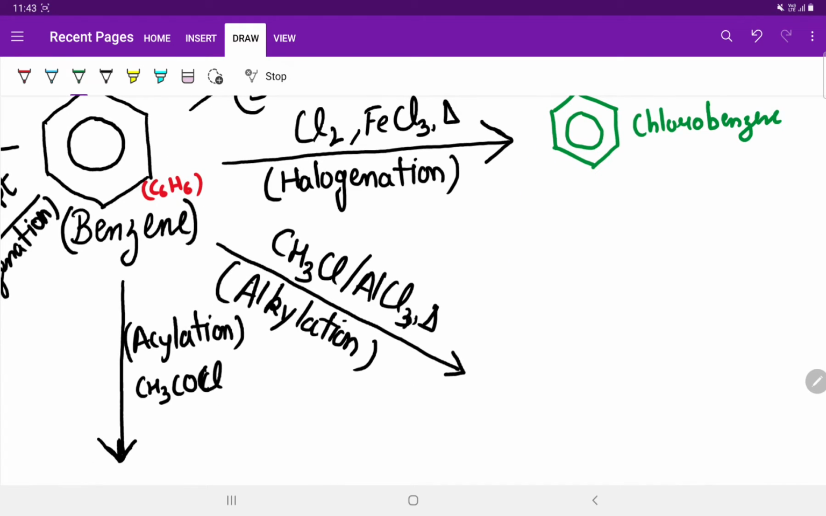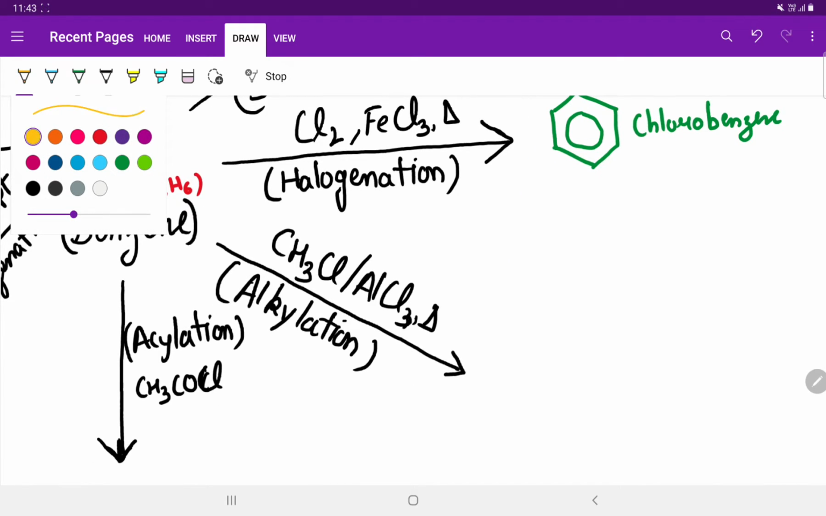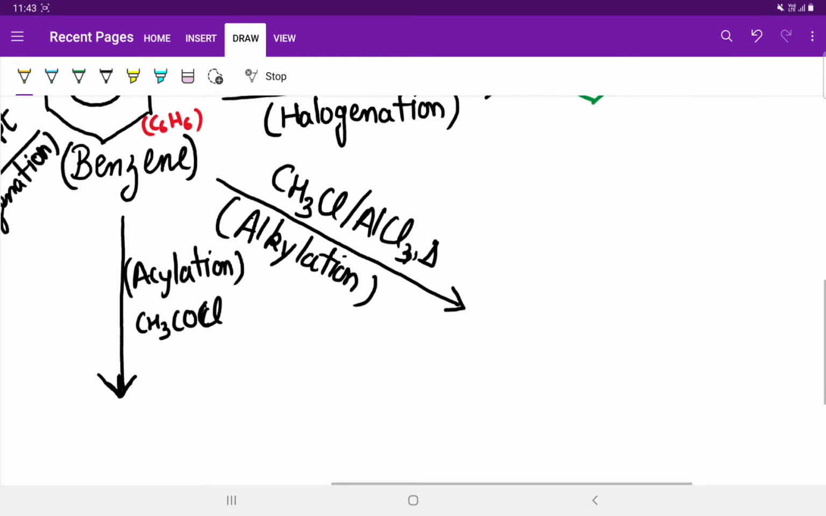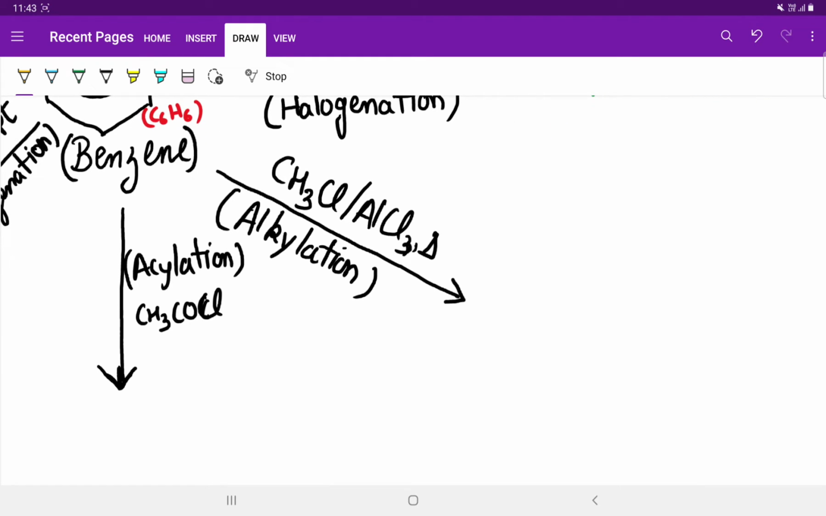The fourth property is the alkylation. In this, an alkyl halide such as methyl chloride is added and the mixture is heated together to form an alkyl compound of benzene known as toluene. Here you can see the addition of methyl group at the first position of benzene. This leads to formation of toluene.